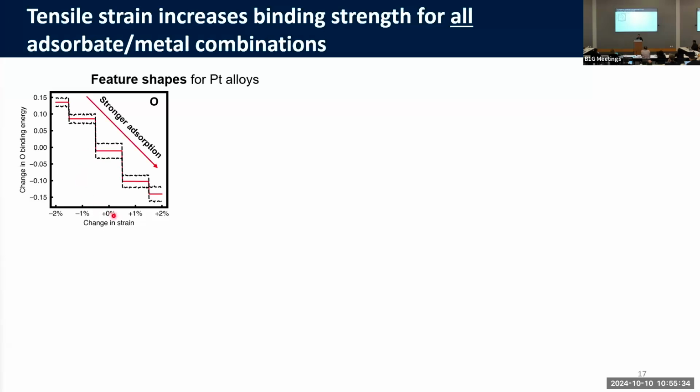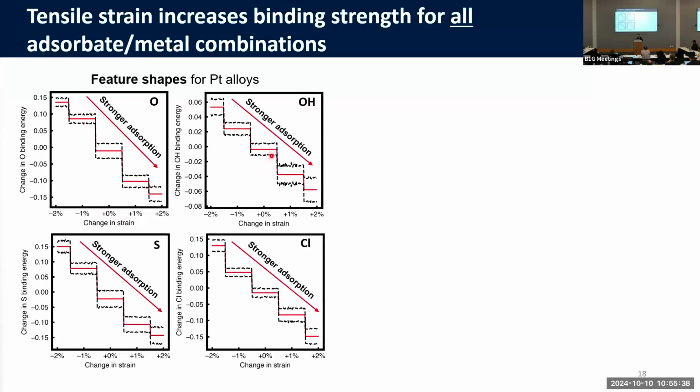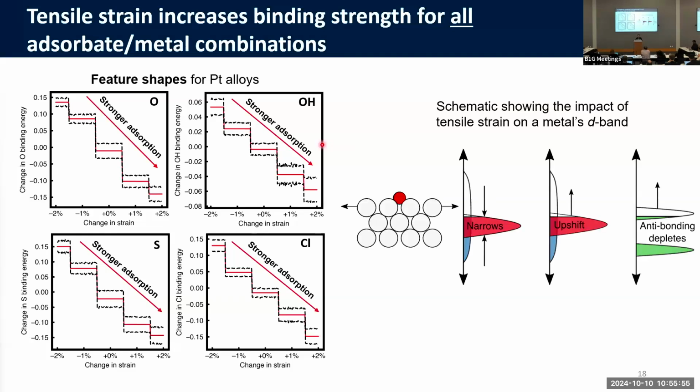So you get stronger adsorption when you have more tensile strain. That's true for O, that's true for OH, that's true for S, that's true for chloride. It's true for every material we looked at. It's not just true for platinum alloys, it's true for rhodium, palladium, etc. It's very general. And again, when these surfaces feel tensile strain, they're going to feel less coordinated. They're going to want to bind things more strongly.